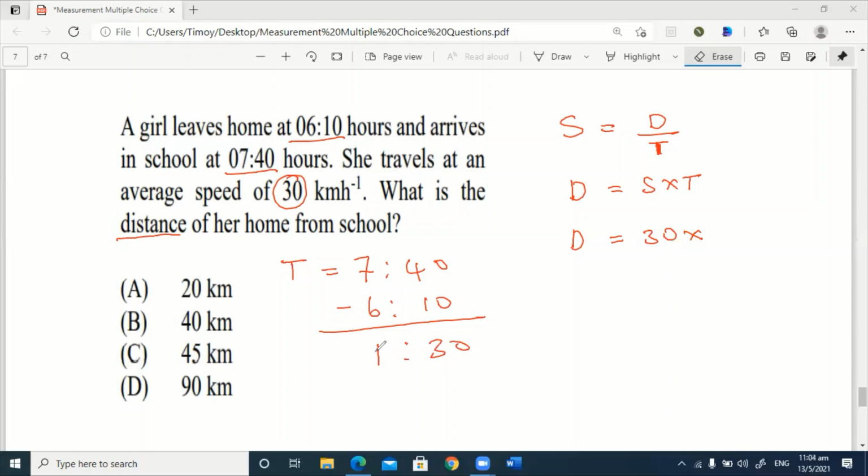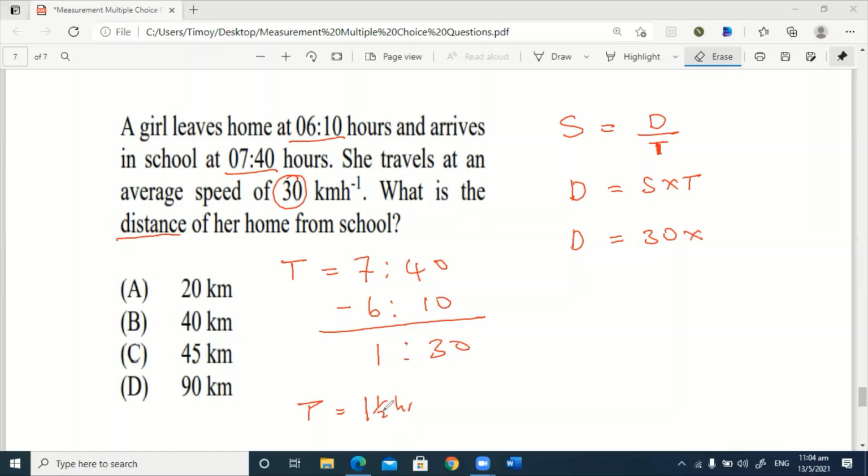But this time here is written in hours and minutes, but we can convert the minutes. 30 minutes in terms of hours is what? That's just going to be half of an hour. So the time is therefore equal to 1.5 hours, right? That's what we know. So that's just 1.5 hours.